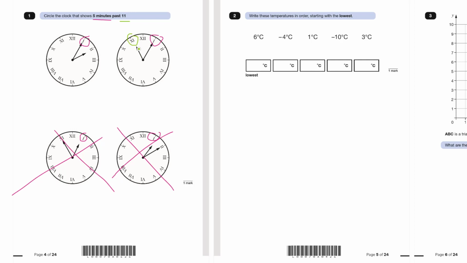So you can see that this second clock here, we've got 11 o'clock with the hour and we've got 5 minutes with the minutes. The first one, the hour hand is actually pointing to 2. So this one's actually showing 5 past 2. So it is in fact this clock, 5 past 11.